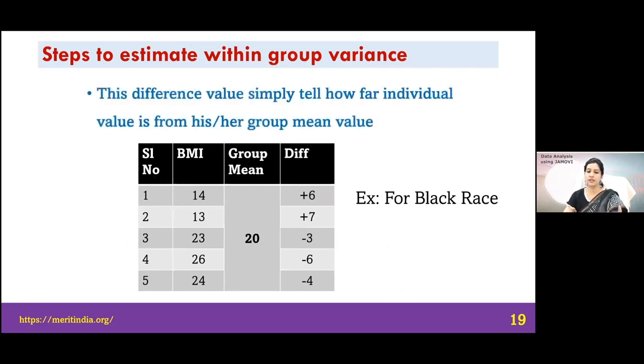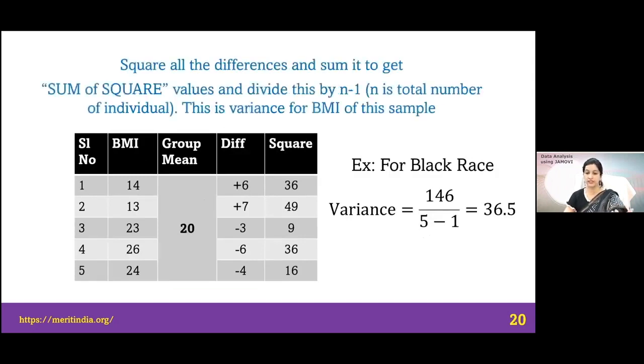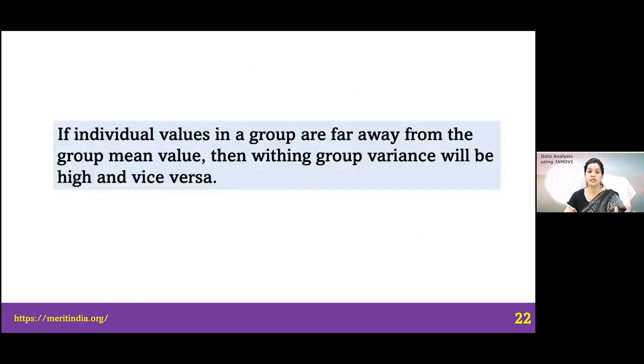So the difference value simply tells you how far the individual value is from his or her group mean. And if you square it, this will be the variance. That's why we call it a sum of square value, and we did it in the descriptive also. In this way, we can calculate the variance of white individuals and the variance of the other race, and then we can compare them objectively. So this was the concept of within group variance.